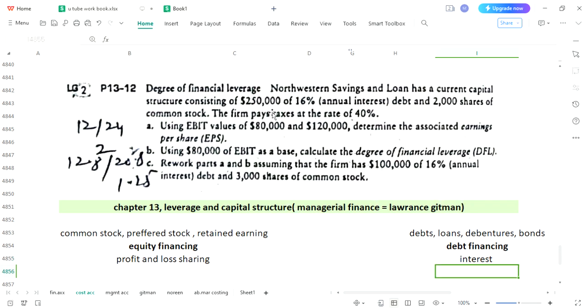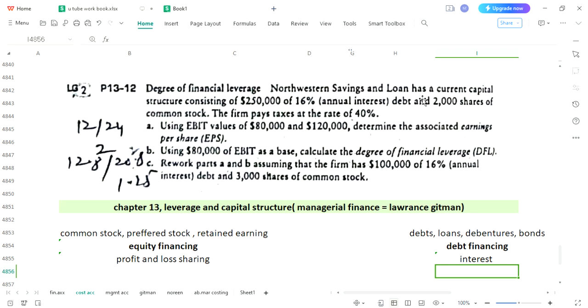Let's start. A new terminology is being introduced over here: degree of financial leverage. We have already discussed degree of operating leverage, which was contribution margin divided by net margin. And here we are going to calculate degree of financial leverage.